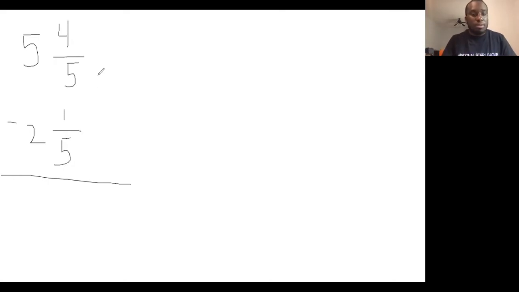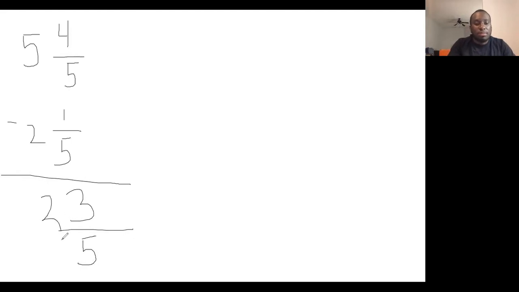Do I need to regroup? Can I take away 1 from 4? Yes, I can. And once I do that, I'm just going to go straight to subtracting my fraction. 4 minus 1 equals 3. My denominator will remain the same, which is 5. My final fraction answer is 3/5. Next, I'm going to move over to my whole numbers. 5 minus 2 equals 3. And I'm going to, again, box or circle my final answer. 3 and 3/5 is my final answer.